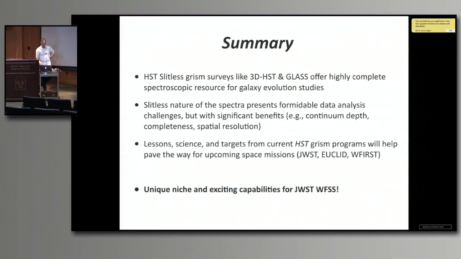We've learned a lot from these recent observations from Hubble, and that's informing what we plan to do and how we'll analyze JWST observations. I've tried to highlight some of these unique capabilities and this unique parameter space that you can probe with wide field slitless spectroscopy with James Webb, intermediate between classical imaging and the multi-object spectroscopic capabilities. So, thank you.